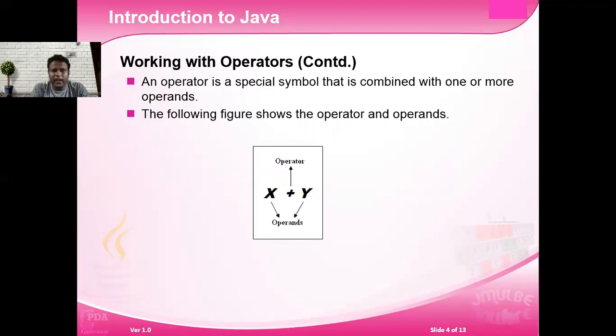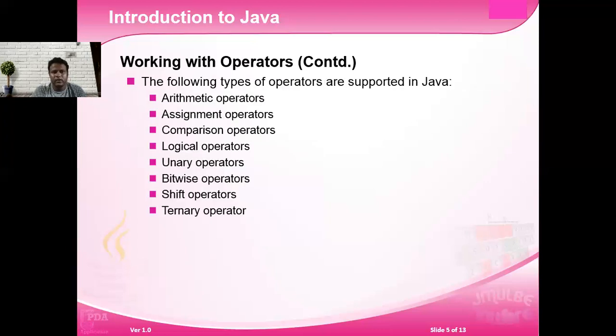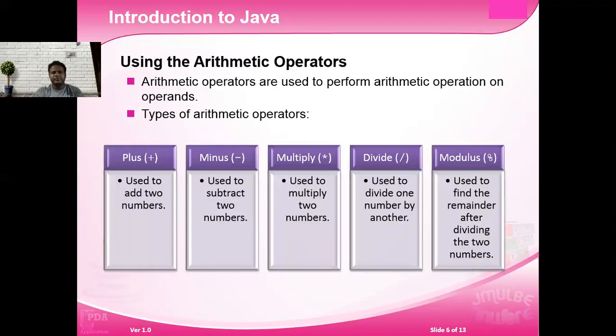An operator is a special symbol that is combined with one or more operands. Here, in x plus y, x and y are the operands, and plus is called the operator. Similarly, if you want to subtract two numbers, you take the operands and use minus for subtracting. Minus is called the operator. The following types of operators exist: assignment operator, comparison operator, logical operator, unary operator, bitwise operator, and shift operator.